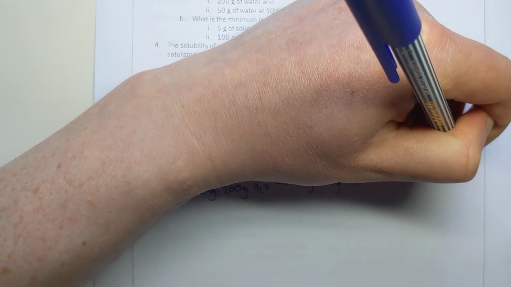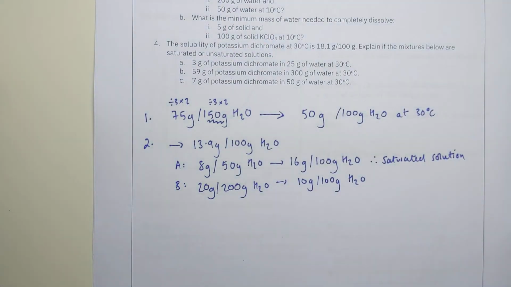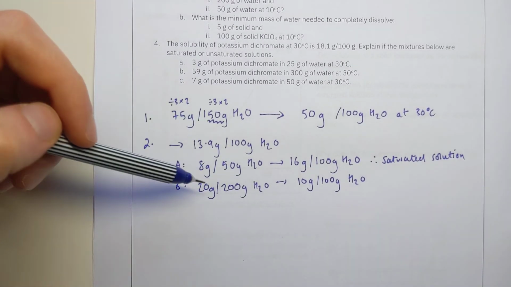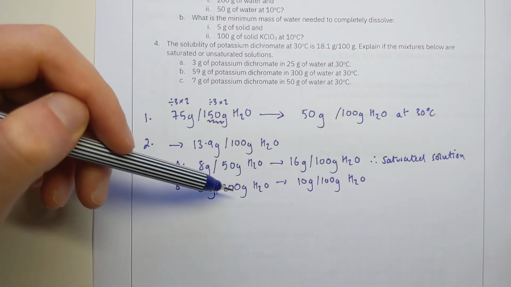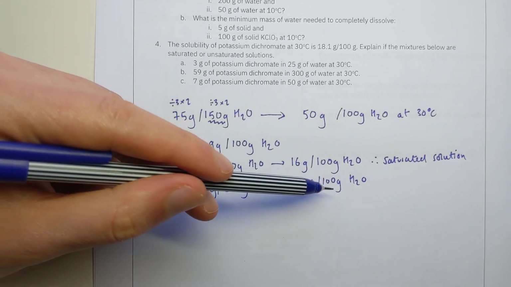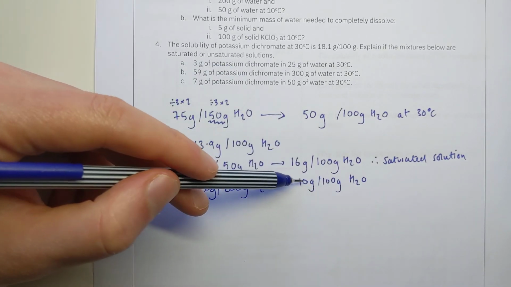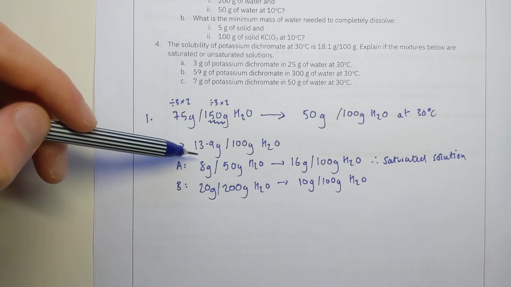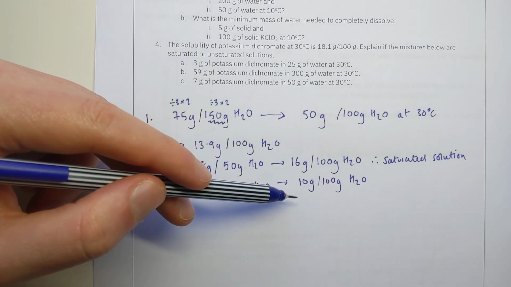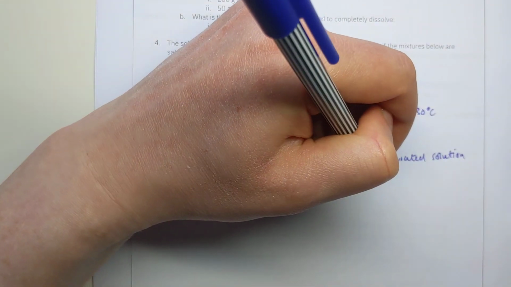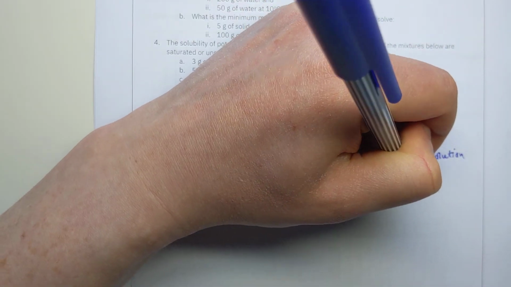It contains more solid than can possibly be dissolved at that temperature. Therefore, I can't dissolve any more. Therefore, it's saturated. However, by contrast, if I look at solution B, it's 20 grams per 200, which is the same thing as 10 grams per 100. That's less solid than 13.9 grams. Therefore, with this solution, I could dissolve a wee bit more in it. Therefore, it's not saturated.